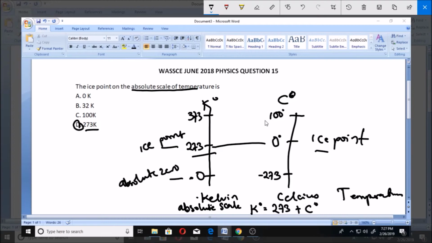So the vapor point or boiling point is this point. Take note of all these. So the right answer is 273 when you are taking it in the absolute scale of temperature, which is the Kelvin scale. You understand? But if you are taking it in the Celsius scale, it will be 0 degrees Celsius. But you can see that everything here is in Kelvin. So that makes the answer to this problem 273. Thank you.